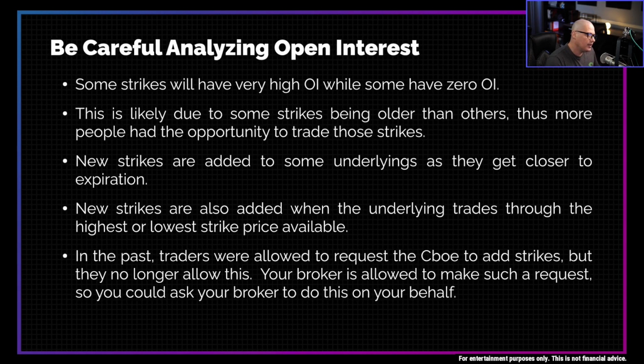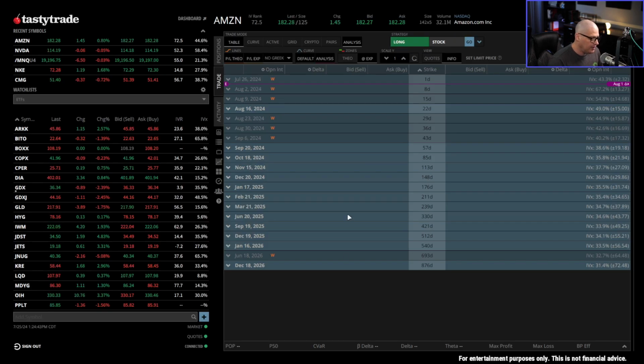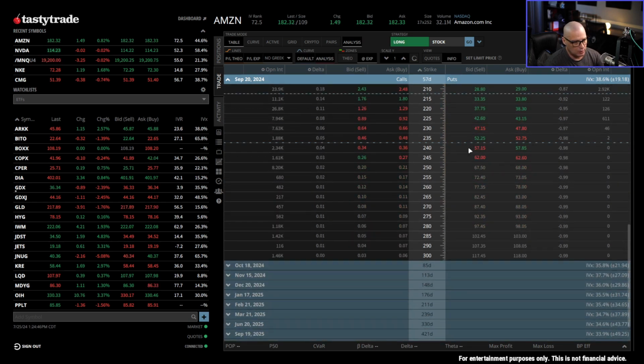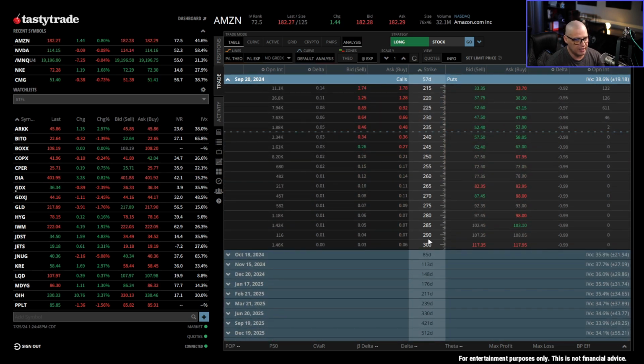Also note that new strikes are also added when the underlying stock trades through the highest or trades below the lowest strike available. So what this means is, if we go to the options chain here in Amazon again, let's go to the 57-day cycle, the highest option strike is 300. But what if tomorrow, all of a sudden, for whatever news event happens, Amazon suddenly trades above 300? Well, we're going to need some more strikes. So what's going to happen is the options exchange, they're going to now add brand new strikes above the 300 mark, probably all the way up to 400, 500, maybe even 600 strikes, right?